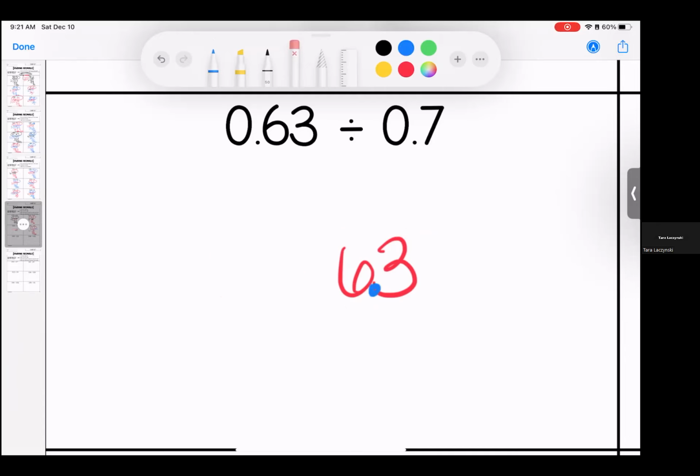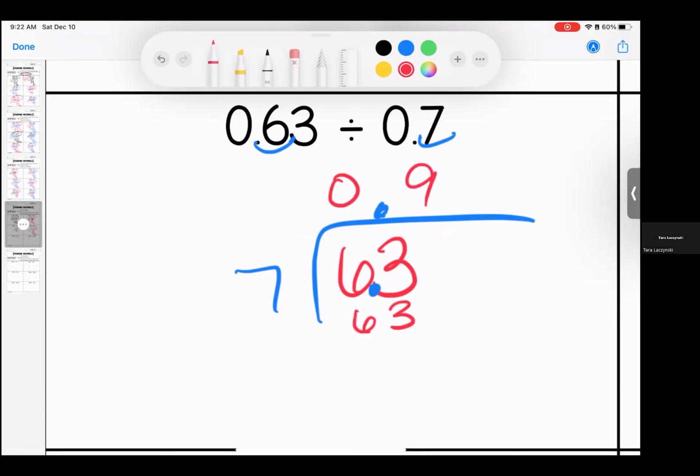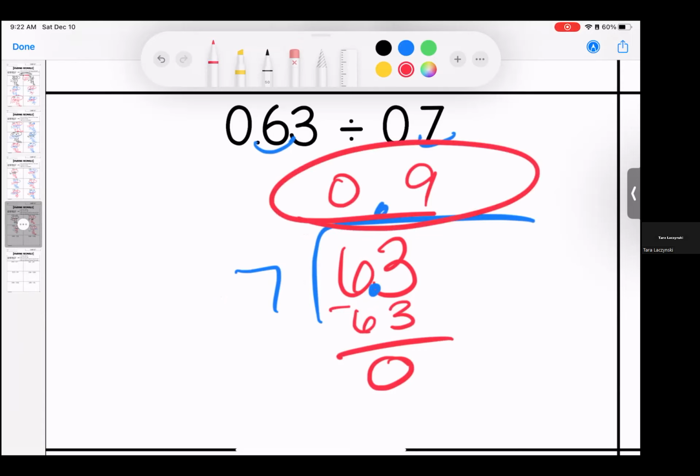All right, friends. So when I rewrite this one, this is what it looks like. Decimal up in the answer. Notice how I kept it balanced. It's all about balance. 7 does not go into 6, but it does go into 63. 9 times on the nose, nothing left. 9/10.